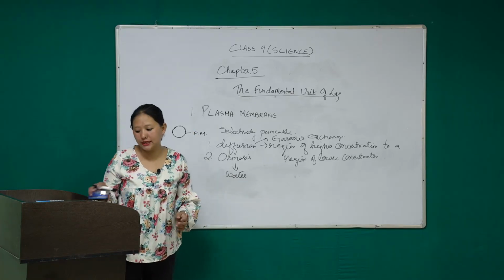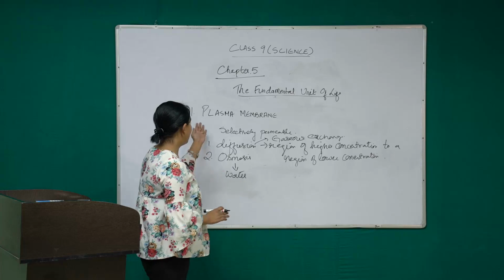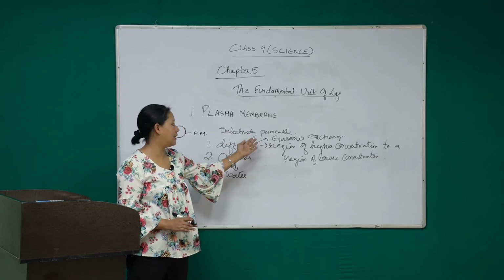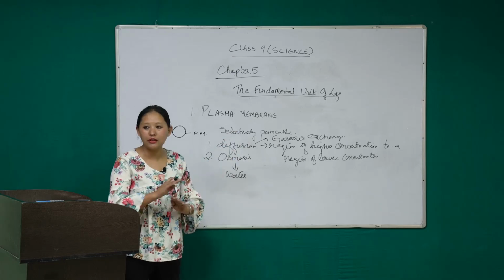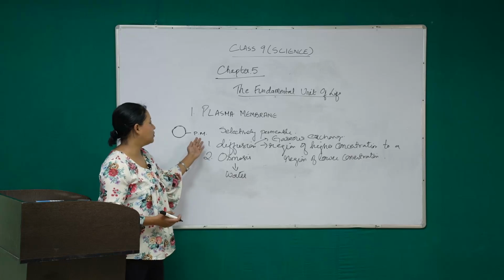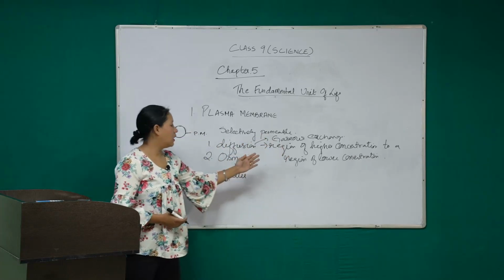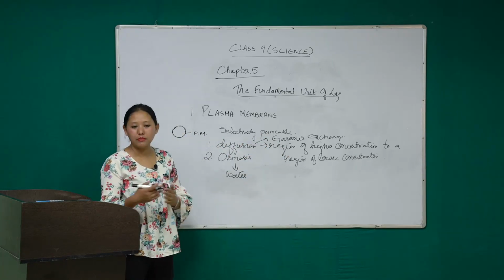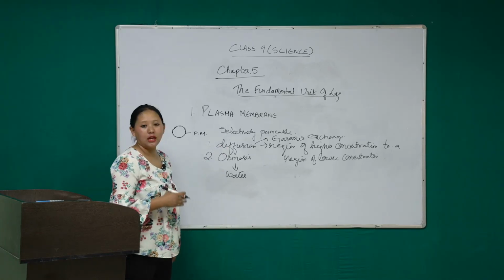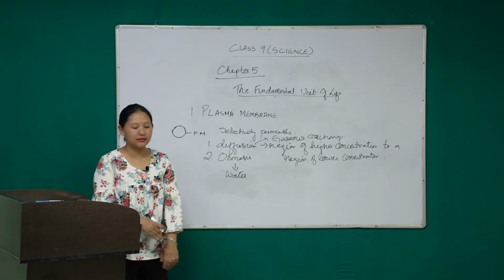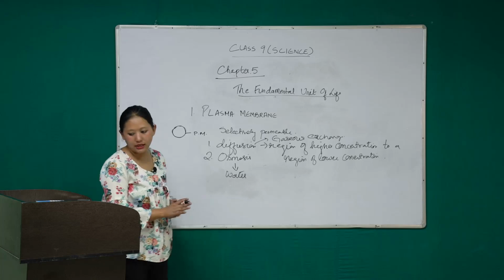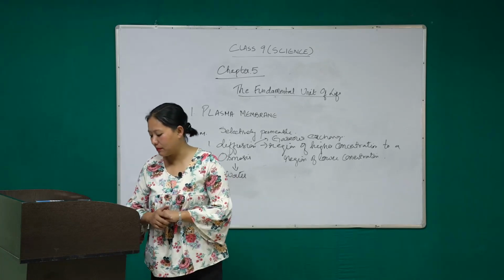water exchange takes place. As I have said, the plasma membrane is a selectively permeable membrane. That means it will not allow just anything to go inside and go out of the cell. It will allow only gases and water to come in and go out of the cell. So this is all about the plasma membrane.